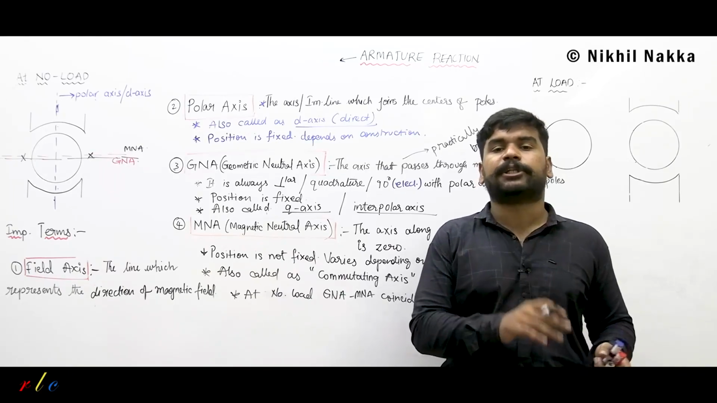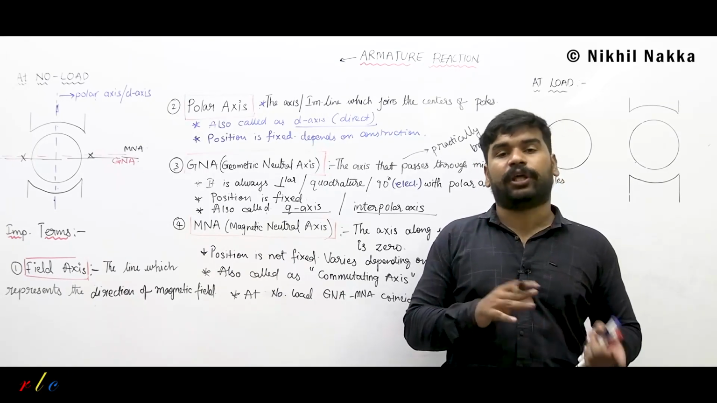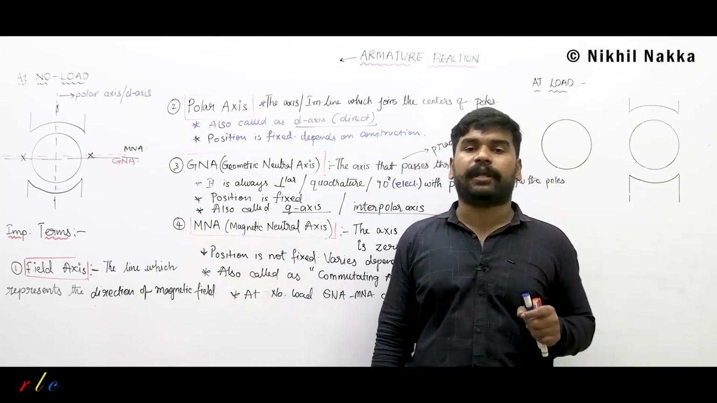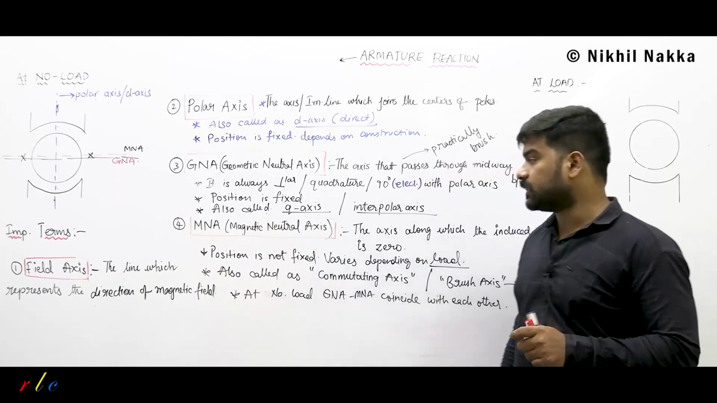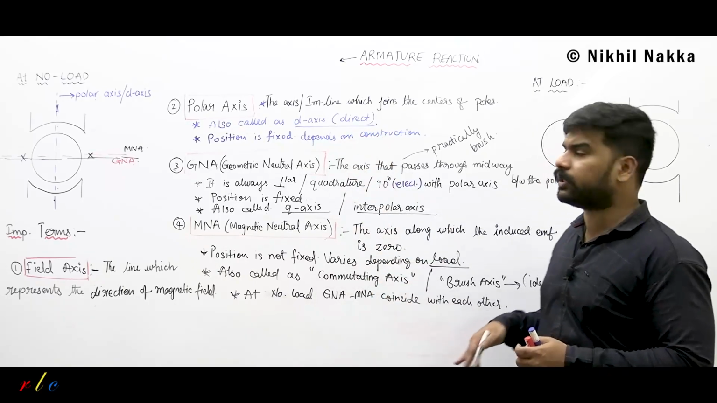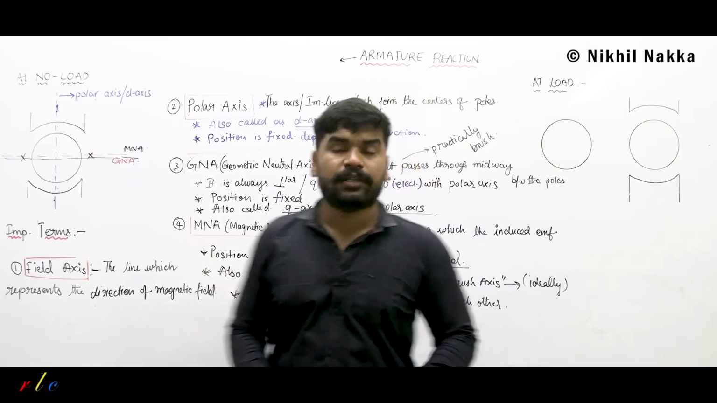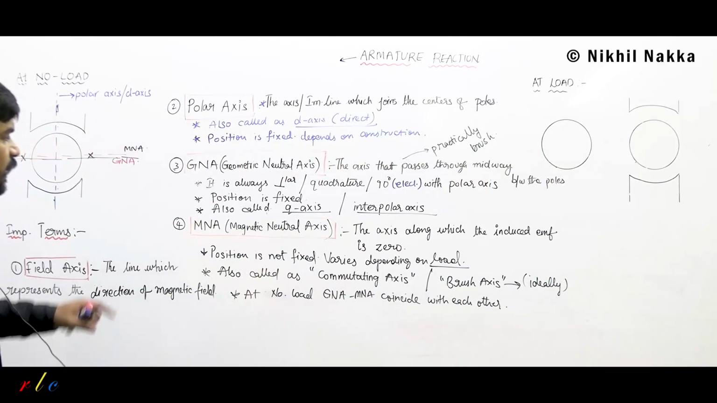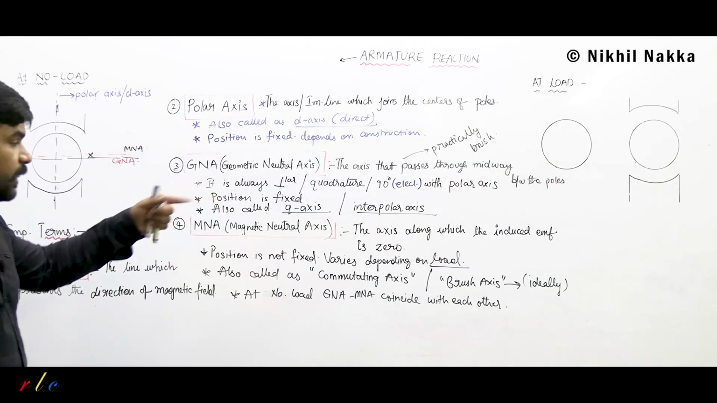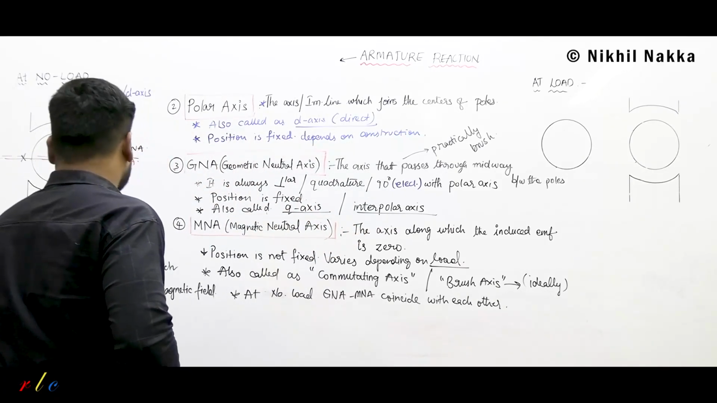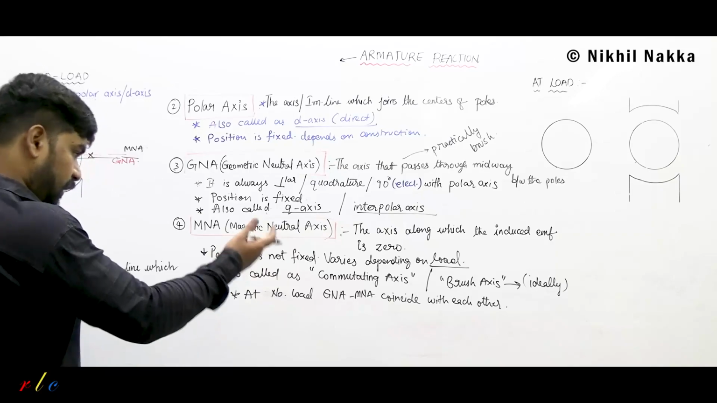But if nothing such is mentioned, ideally or theoretically, and brushes are placed along, put MNA as the answer. That will become the answer, because this is one of the most confusing parts for many students. Therefore, I have thought to clear it right now. The position of MNA is not fixed, and it is the axis along which the brushes are placed. Ideally, brushes are supposed to be placed there, hence it is called the brush axis.